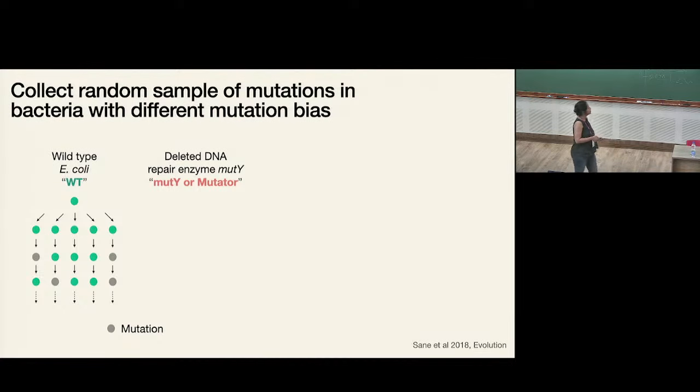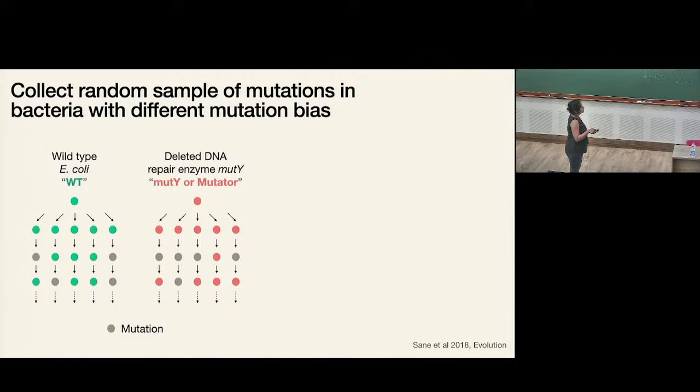We can then also do the same thing for a strain of E. coli where we've deleted a DNA repair enzyme in that background strain, the wild type strain. This is well characterized already. So the MUT-Y gene is a gene that encodes for one particular DNA repair enzyme in the pathway.